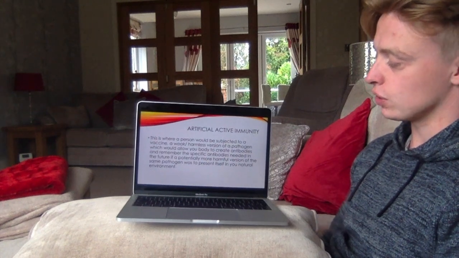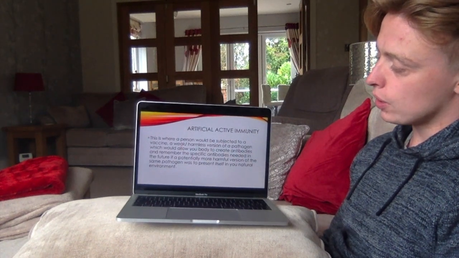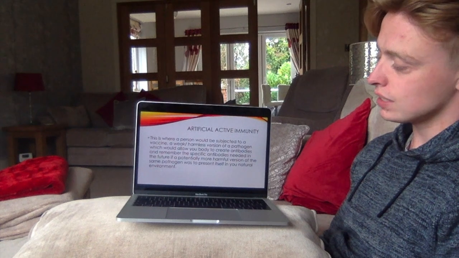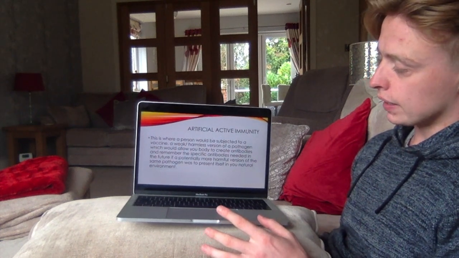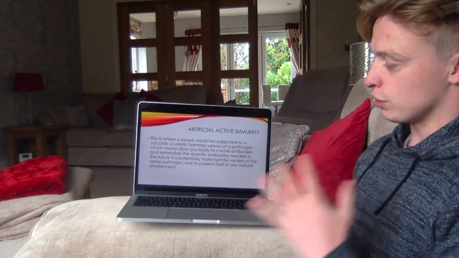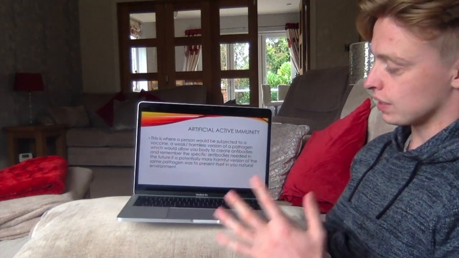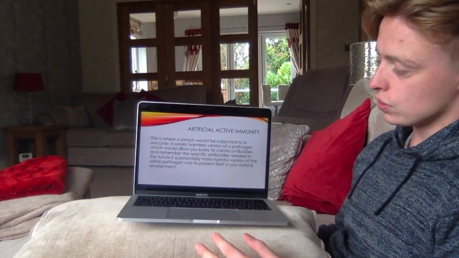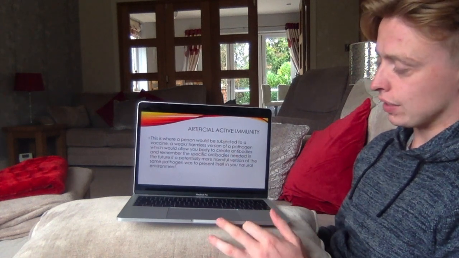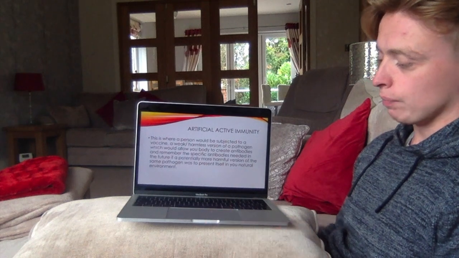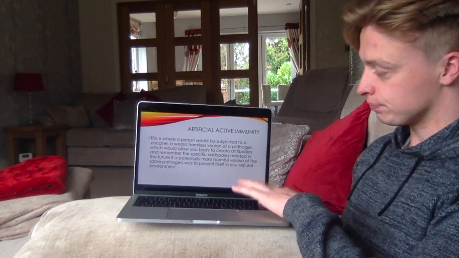Okay, then we have artificial active immunity. This is where a person would be subjected to a vaccine or a weak or harmless version of a pathogen, which would allow your body to essentially create antibodies and remember the specific antibodies needed in the future, so that if you ever come into contact with the potentially more harmful version in your natural environment, you'll be equipped to deal with it, essentially.